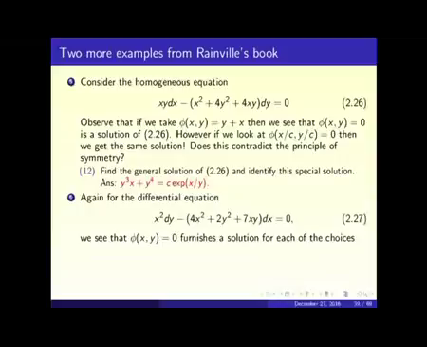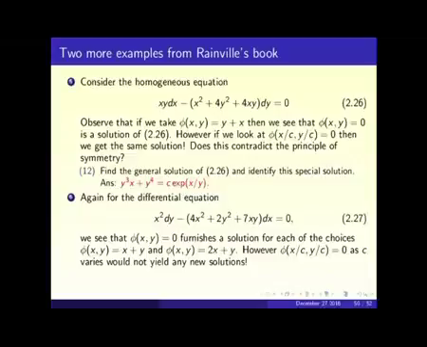A last example: you look at the differential equation x squared dy minus (4x squared plus 2y squared plus 7xy) dx equal to 0. We see that phi of x, y equal to 0 furnishes a solution for each of the choices x plus y and 2x plus y. Namely, y equal to minus x is a solution and y equal to minus 2x is also a solution. If you start with these solutions and do the x by c, y by c trick, you will not get all the solutions. You will get the same solution again.